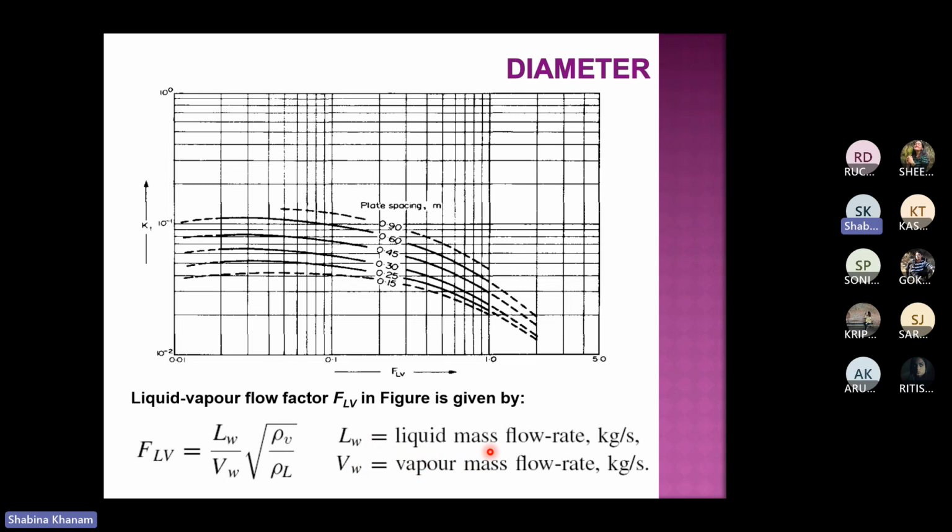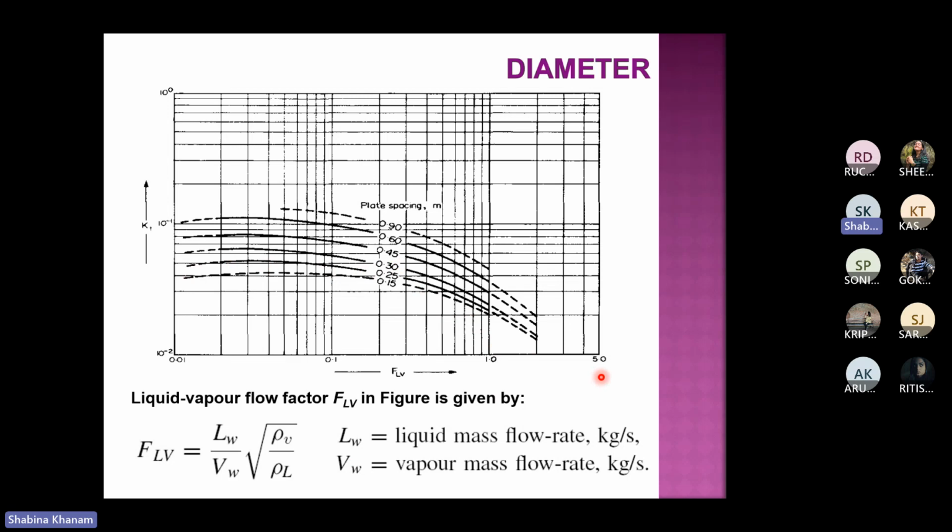Okay, this is liquid mass flow rate and vapor mass flow rate. The values are already given. But it depends on that area also. You need to decide based on the mass flow rate and root over rho v by rho l, that you can see for FLV. Once you know the FLV, you can find out this K1 factor.